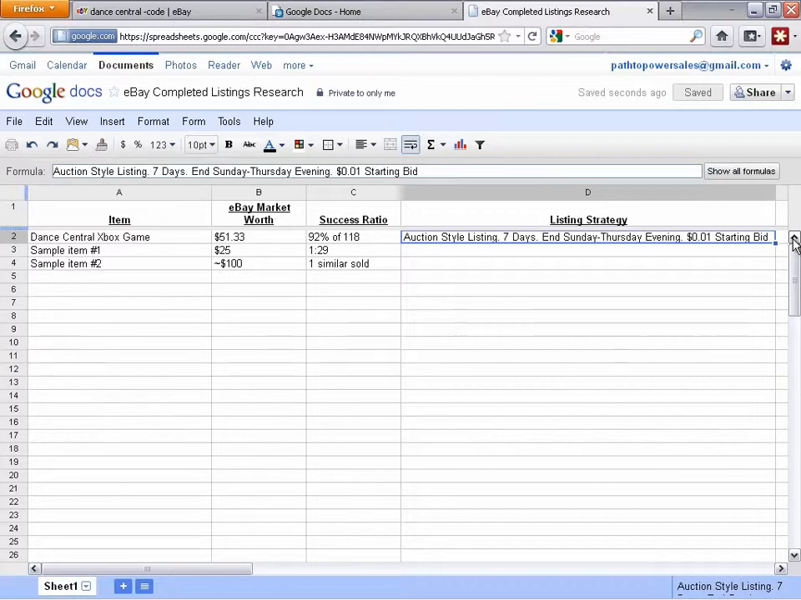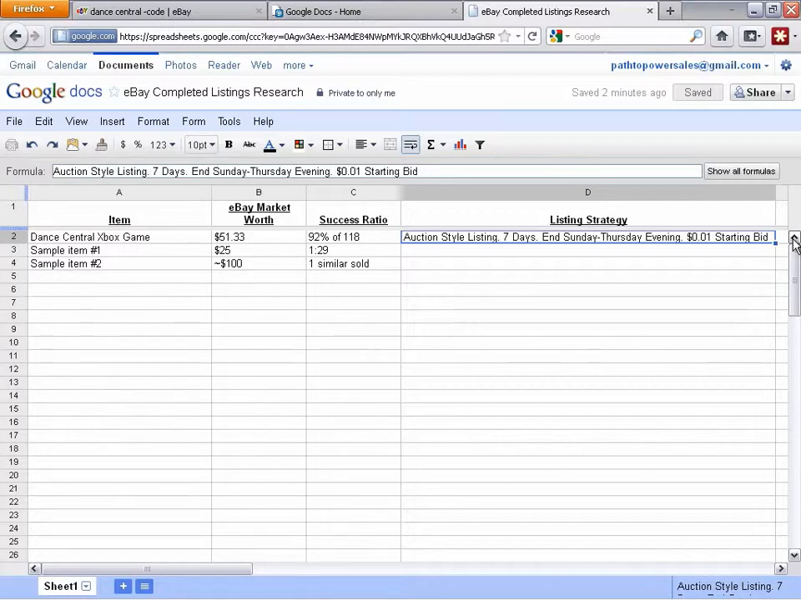Now, a lot of people will be concerned with starting their item out at a penny. You can notice that this particular product is worth $51. It seems very risky to start the bidding out at 1 penny. What if you only had one bidder that came along, and what if you had to sell that product at 1 cent? The risk is managed by utilizing your completed listing research. Looking back at my research, I can see that 92% of 118 items sold.